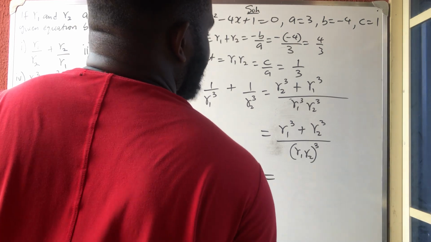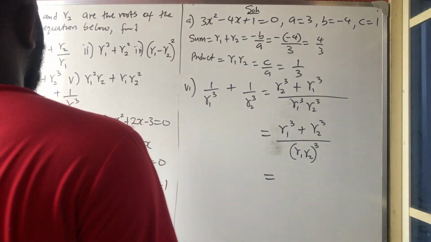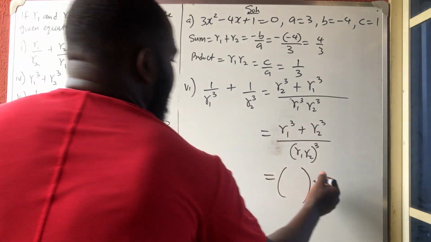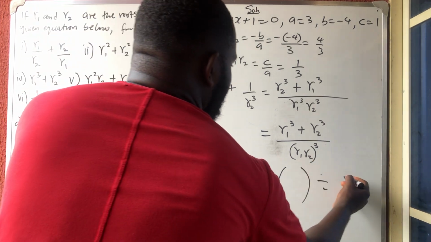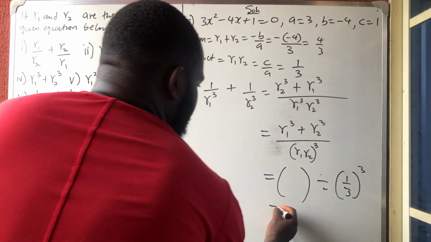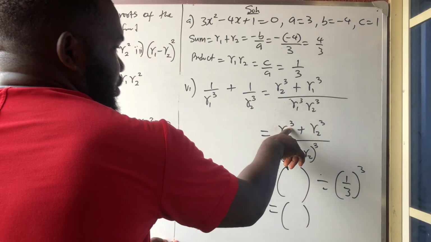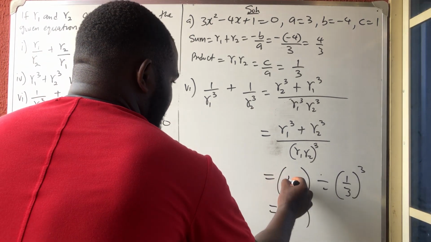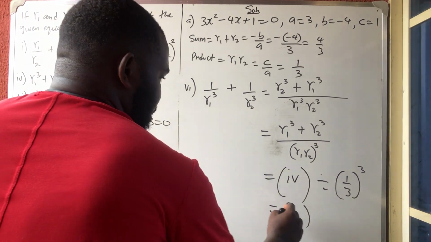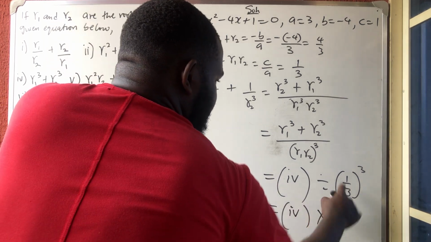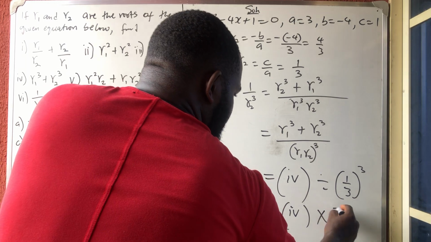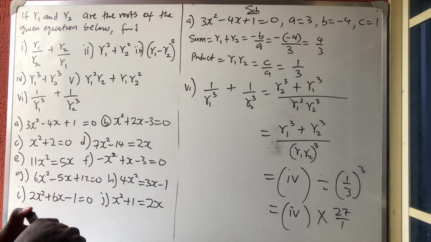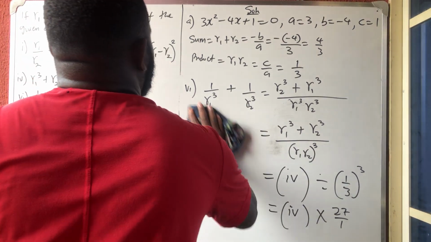Okay, so the answer is simply, we have gotten this one as IV. So just put that answer we got as IV, then divided by R1 R2, which is 1 over 3 all cube. So the answer will now be the answer we got as IV, then times this one will turn, 1 cube is 1, but this cube is 27. 27 over 1. So then do the answer, and then you get the final answer. Okay. So that is that. So let's go over to the next one.